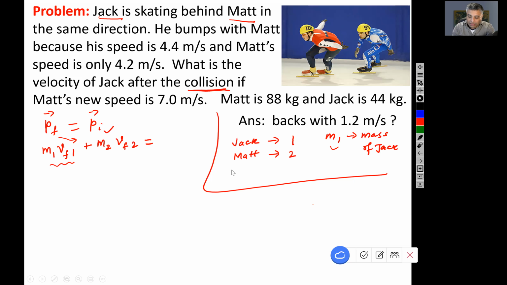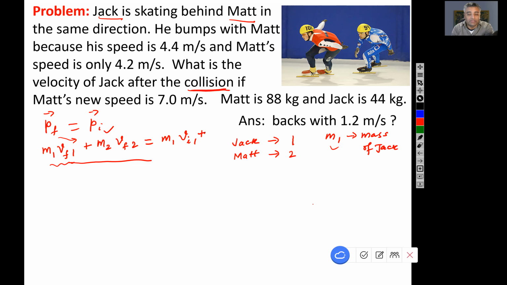So I can just copy this, m1 v1, but this is initial, so v1i. And if you like, you can write v1i or vi1. It's just a matter of preference, just be consistent and you should be fine. One more term here. I copied this and just replaced f by i. I'm doing the same thing here, m2 vi2.